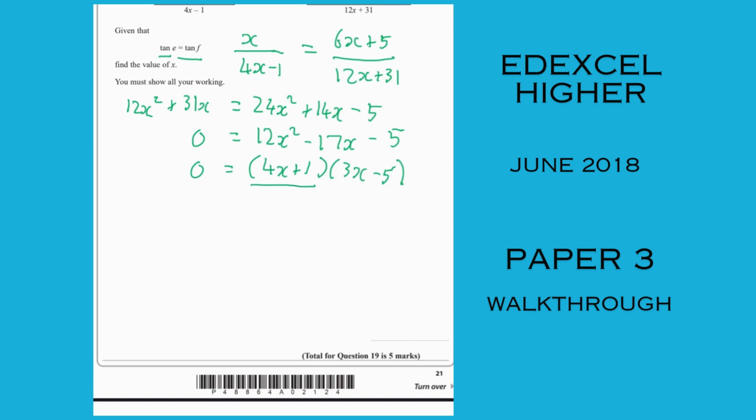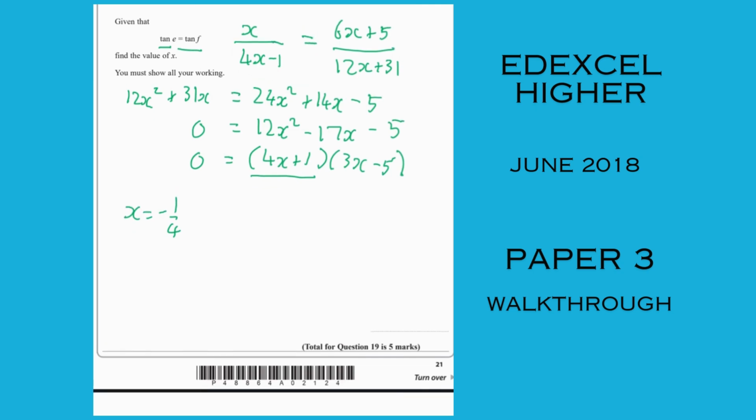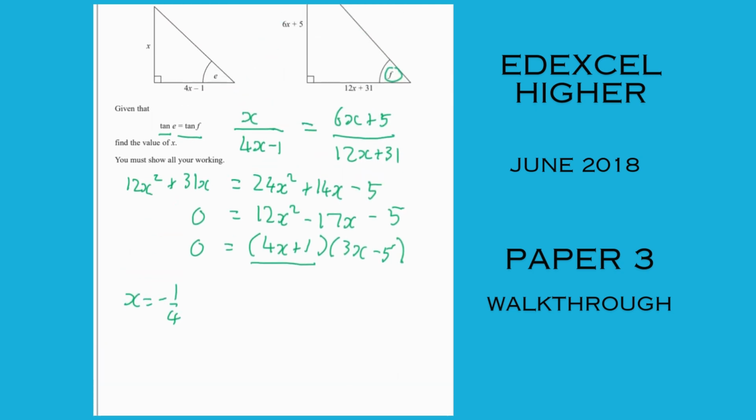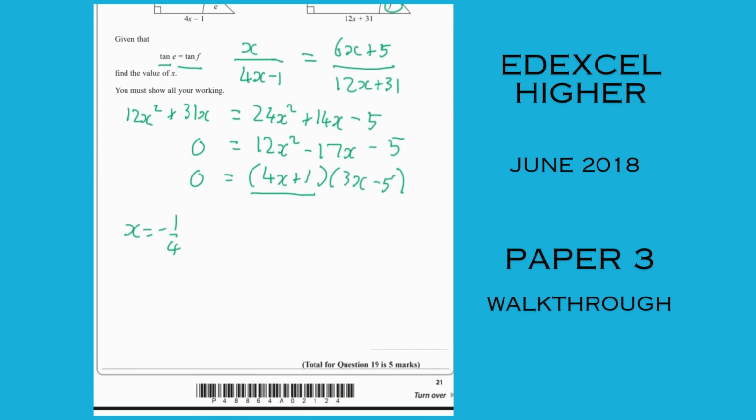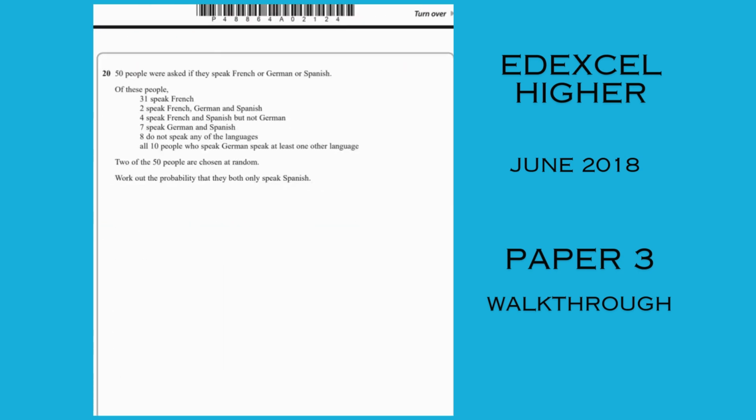Now from this bracket, you get x is negative a quarter. Well, if we scroll back up, x refers to the side length of a triangle. So we have to reject a negative answer. X cannot be less than 0. So the only answer must come from this second bracket, and that tells us that the only viable answer for x is, change the sign and divide by 3, 5/3.